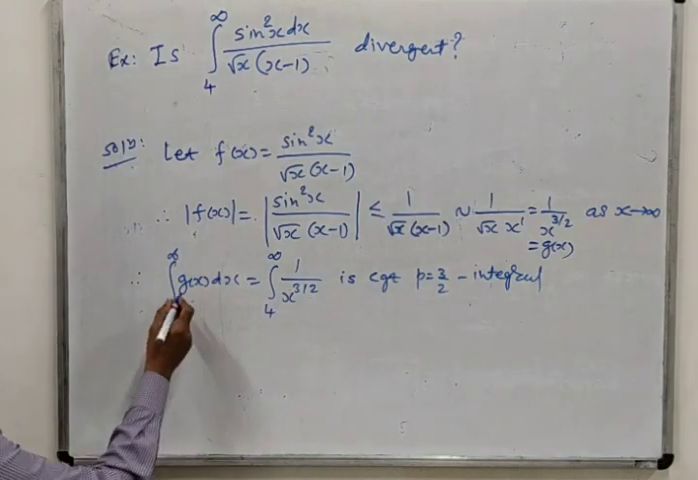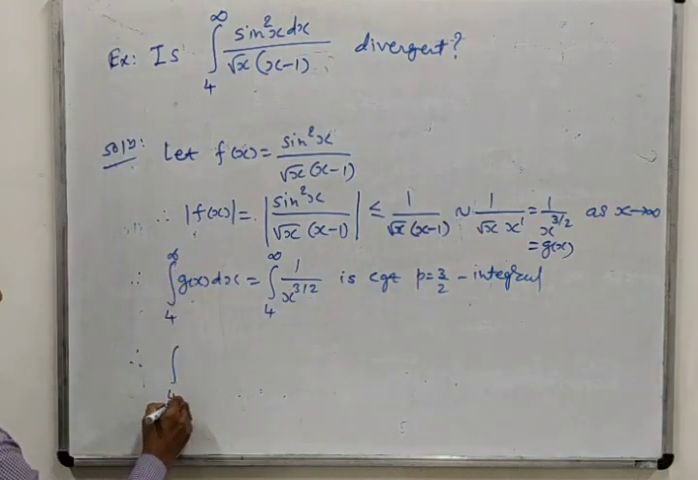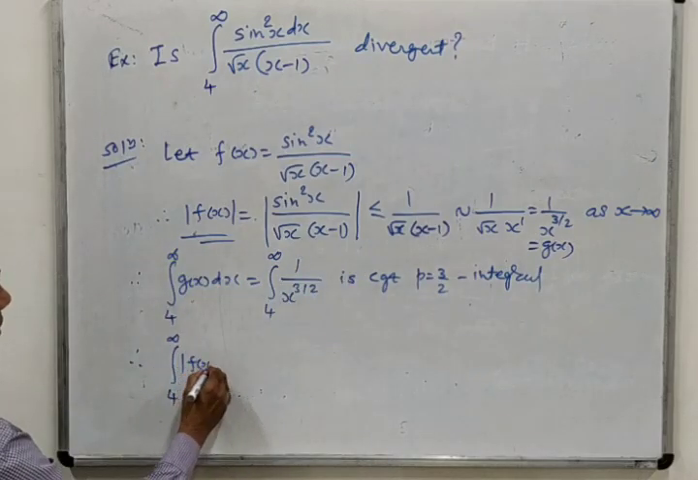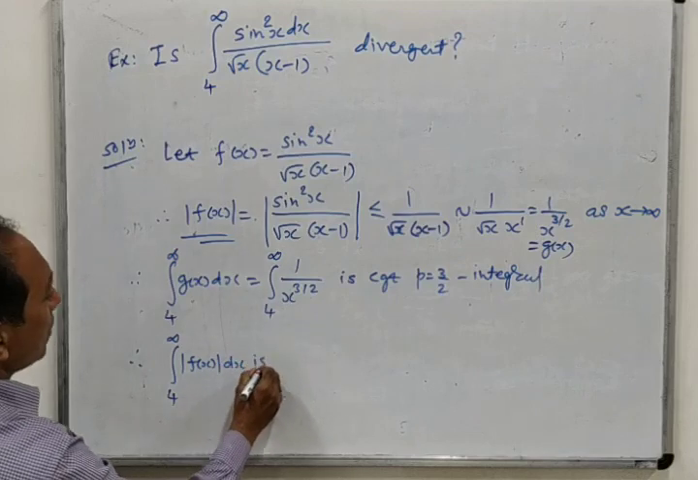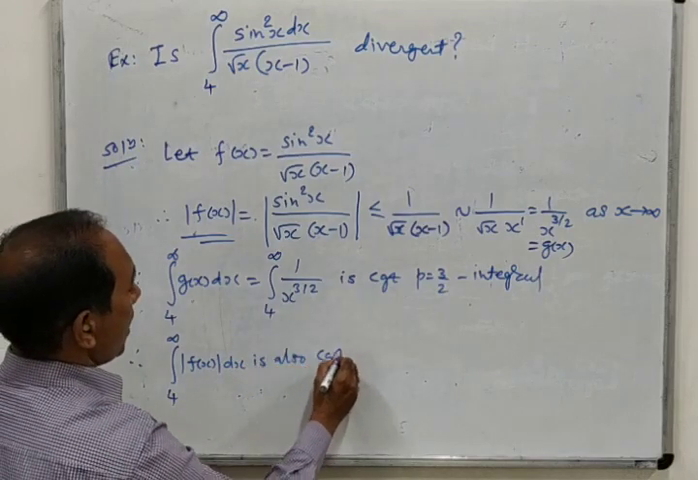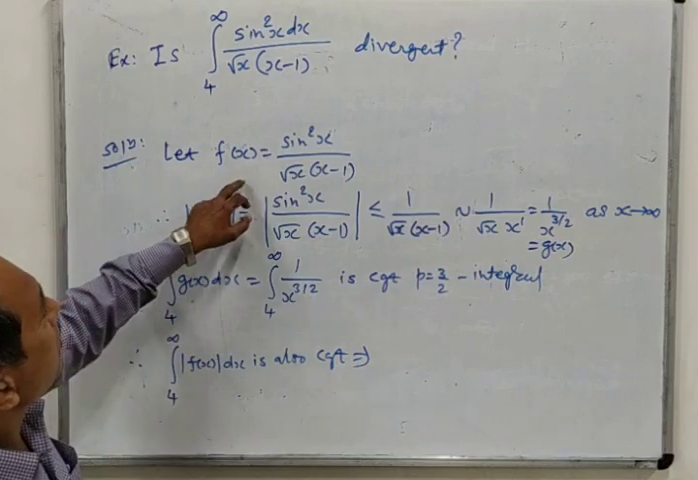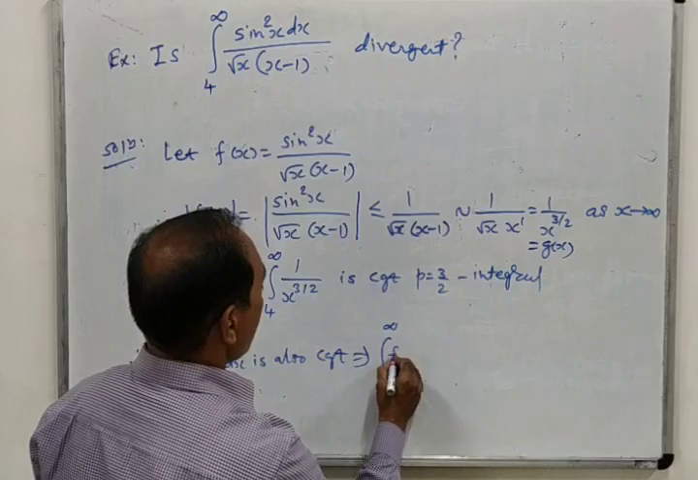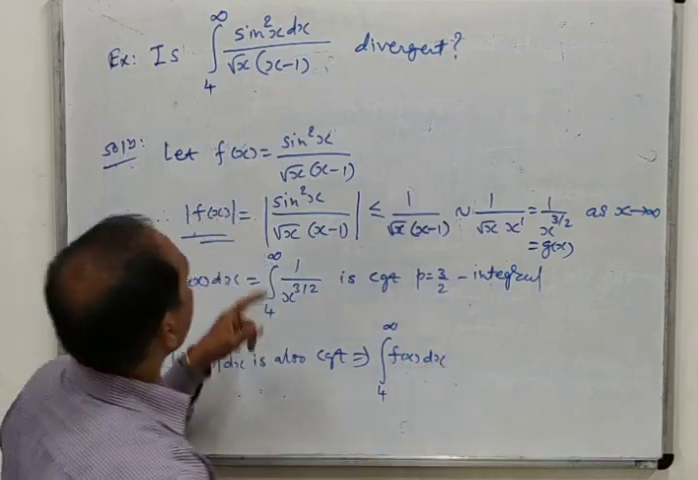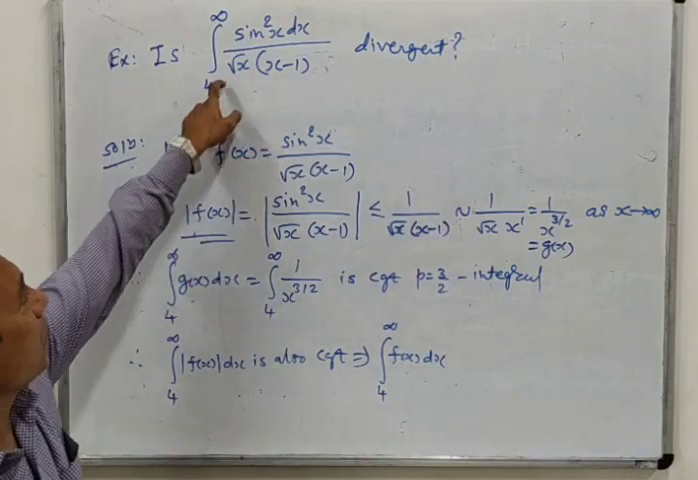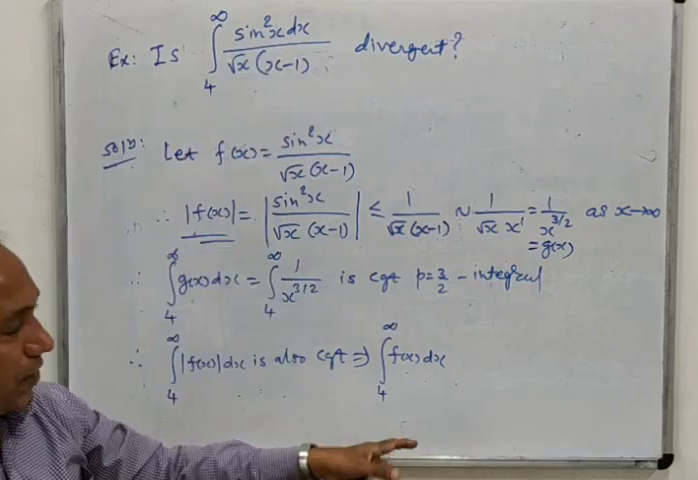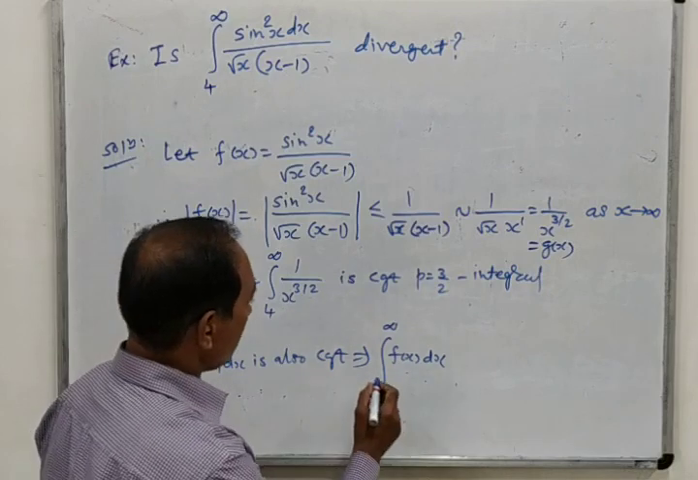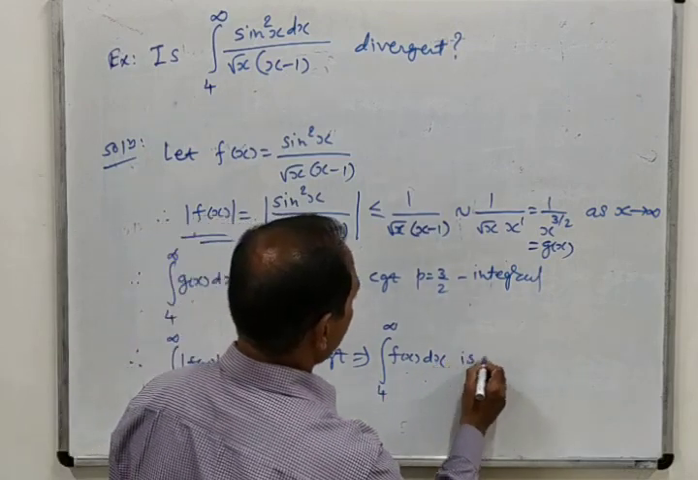And it is convergent, and therefore the integral from 4 to infinity of modulus f(x) dx, because we have compared this modulus f(x) dx, is also convergent. And as it is convergent, by the absolute convergence test we can say that the integral from 4 to infinity of f(x) dx, here we have assumed this equal to f(x), so no need to write this again and again. To avoid this lengthy writing, we will use f(x) dx is convergent.